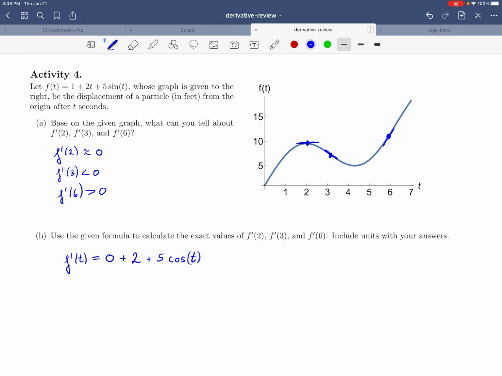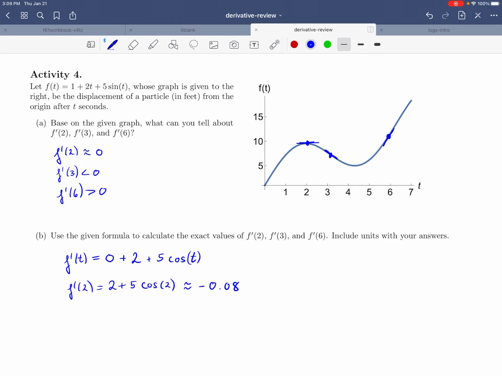And now we can evaluate it at 2, 3, and 6. So let's see what we get. F prime of 2 then is 2 plus 5 cosine 2. And when you plug that into your calculator, make sure that your calculator is set in radians. So calculus takes place in radians. And you should get approximately minus 0.08.